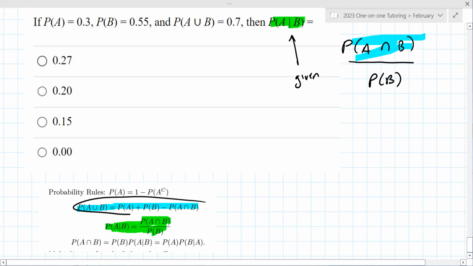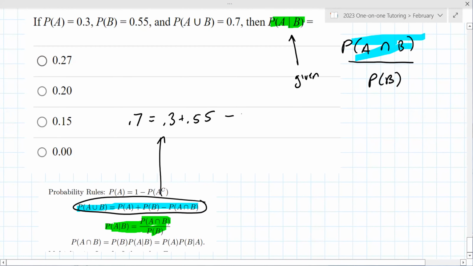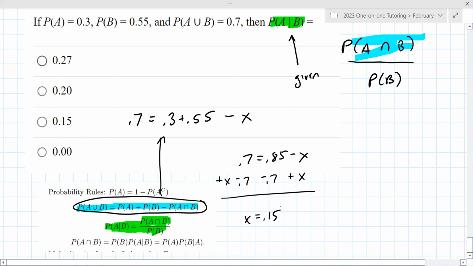Let me just make a note from here. So A or B is 0.7, A is 0.3, and B is 0.55, and then minus, and I'm just going to call this X because I don't want to write the whole thing out and be overwhelming. Whatever we get for X is going to be in the numerator here. Okay, so we got 0.7 equals 0.85 minus X, and you add X to both sides. You can move the 0.7 over. X equals 0.15. That's the number that goes in the numerator.